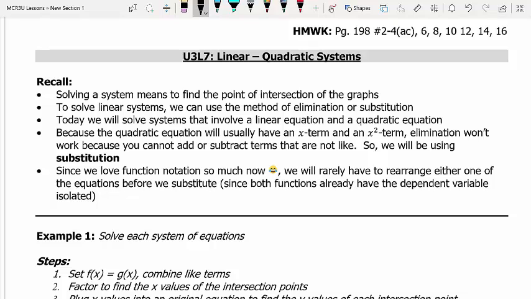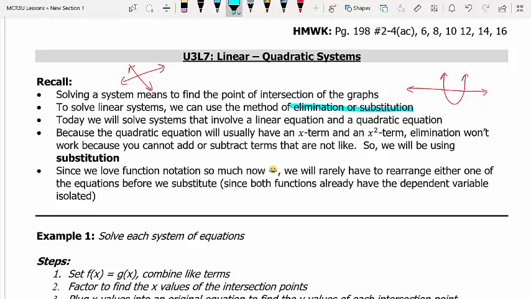Unit 3, Lesson 7, Linear and Quadratic Systems. So today's lesson is all about finding the intersection between a quadratic and a linear relation. Okay, and in the past, we've always looked at the intersection of linear relations, right? And we've used substitution and elimination.